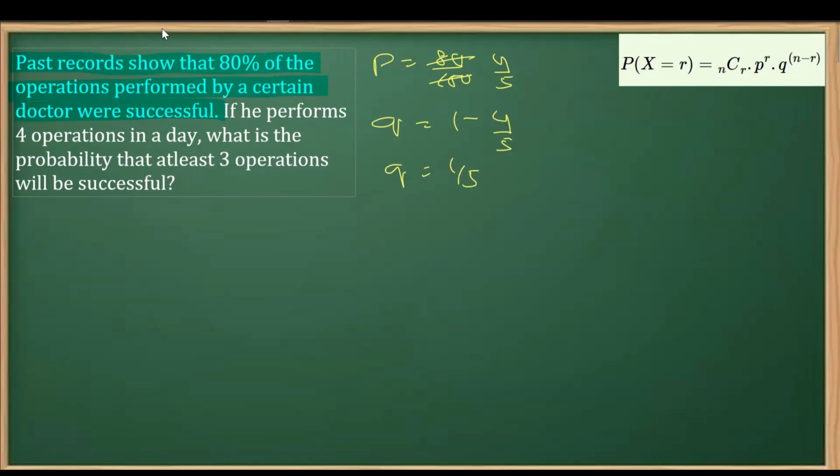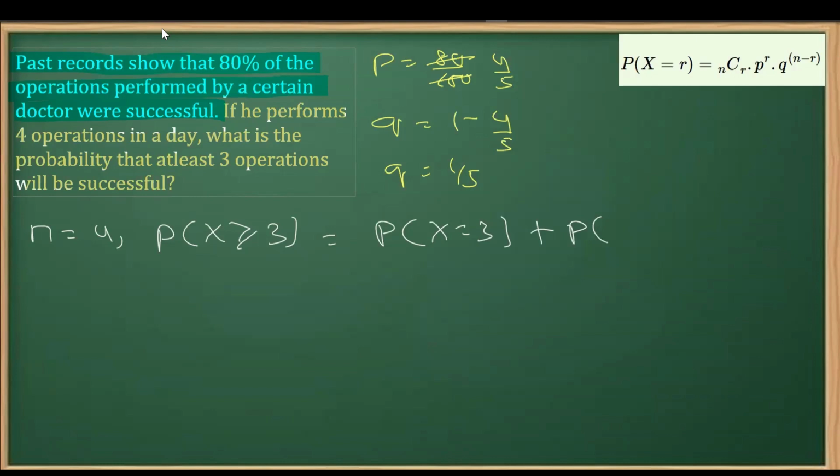Now, if I read it further, it says if he performs 4 operations in a day, what is the probability that at least 3 operations were successful? So we now know that n here is 4, and what we have to get is P(X) greater than or equal to 3. At least 3 implies 3 or more than 3. Now check here, that is P(X) greater than or equal to 3 implies either P(X) equal to 3, or 4 only, as n is 4.